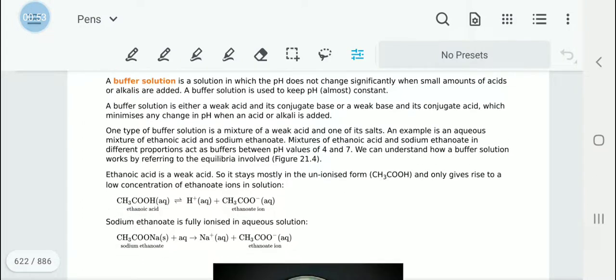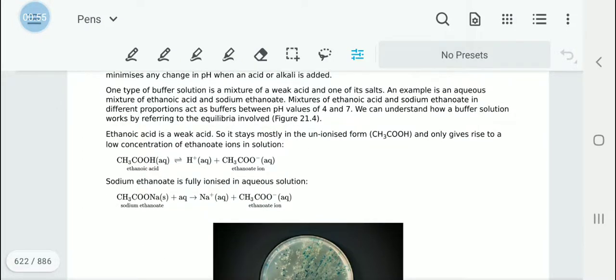Now, when a weak acid and one of its salts are taken, that can act as a buffer solution. For example, if you have ethanoic acid and sodium ethanoate, and you add them in different proportions, they will act as buffers between pH values of 4 to 7. These buffer solutions work based on the equilibrium that we take into consideration.